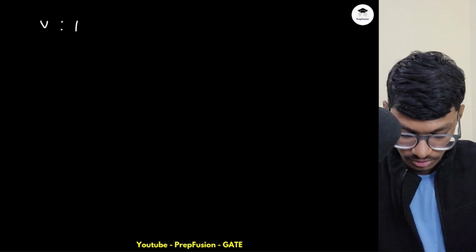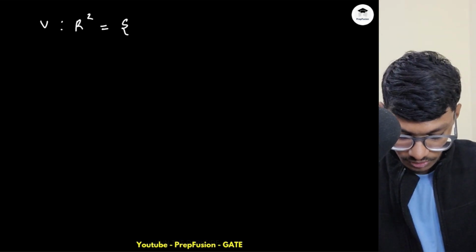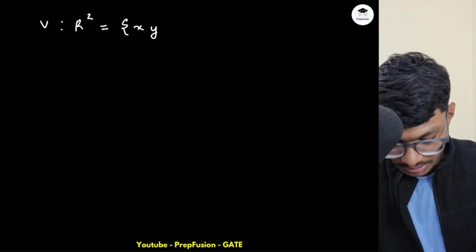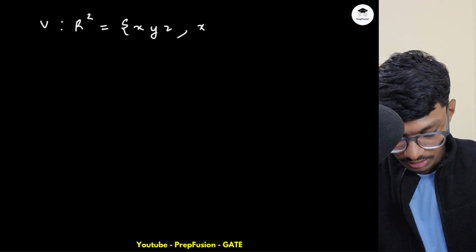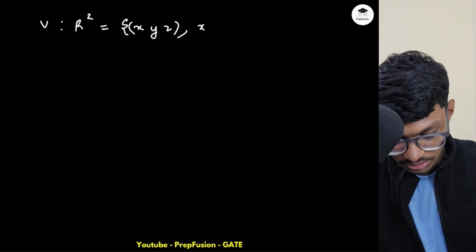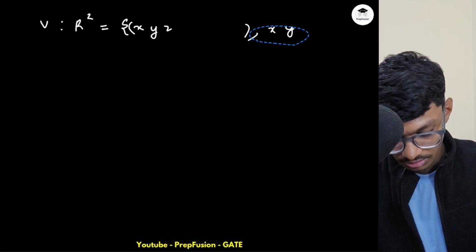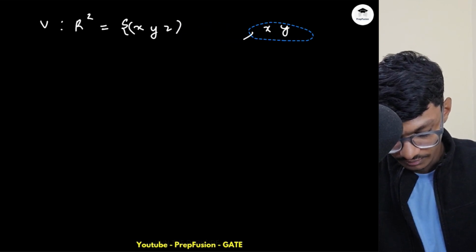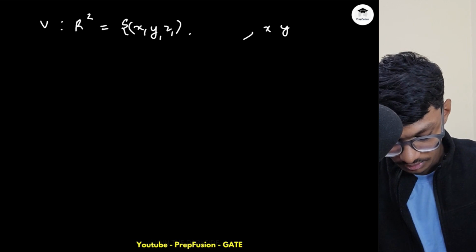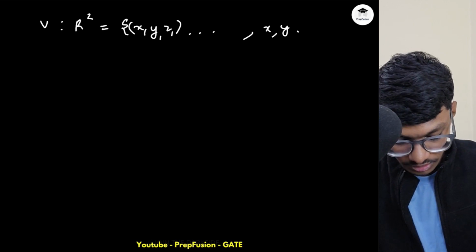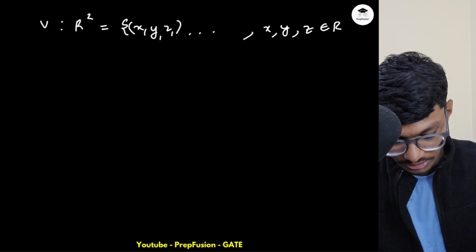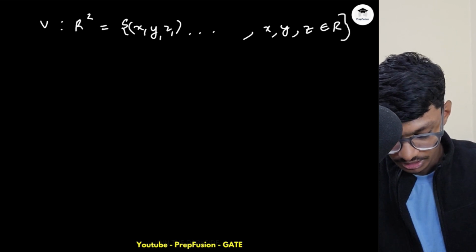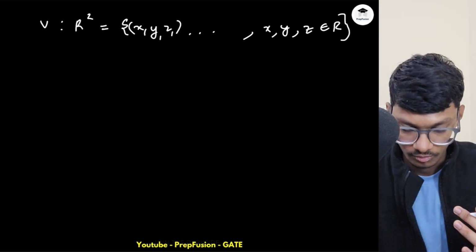basically belongs to R square, so which is x y z. Okay, and x, it can go to infinity, right? There are more x1 y1 z1, and it can go to infinity. And x comma y comma z all belong to real elements, right? This is what this first definition was. I'm just trying to do this formally.